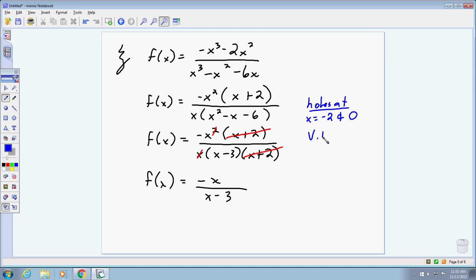Vertical asymptote. X equals 3. X intercepts. Y intercepts. X intercept is? Do we really have an x intercept? We'll put it down here first and you'll see. X intercept will put as x equals 0 because of this right there, right? But we'll see what happens when we graph this thing.